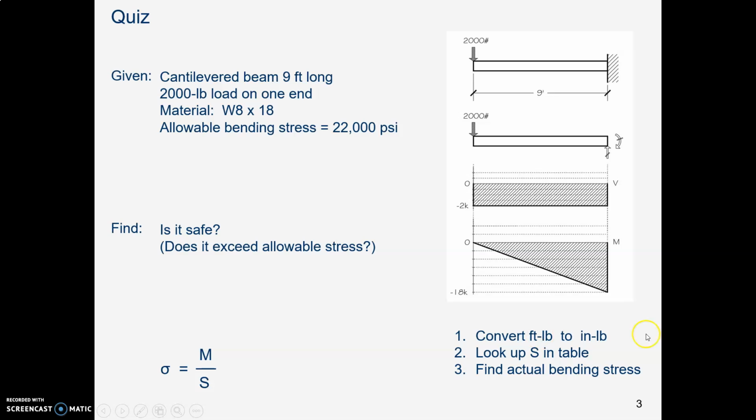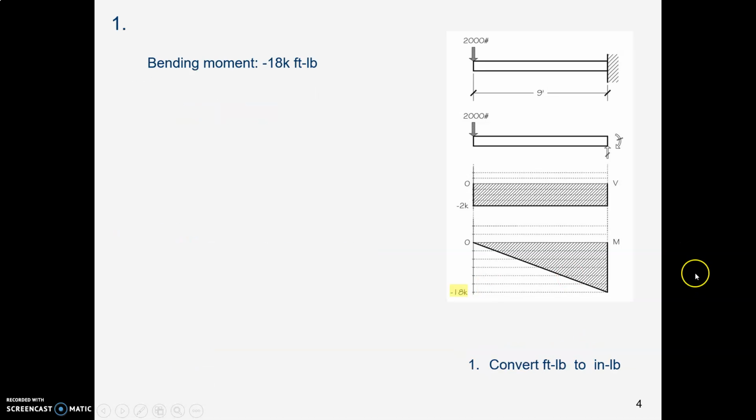So first we'll convert foot-pounds to inch-pounds. All of this is given in feet and foot-pounds, so let's go convert that. We already have here our maximum bending moment, which says the maximum bending moment is negative 18,000 foot-pounds.